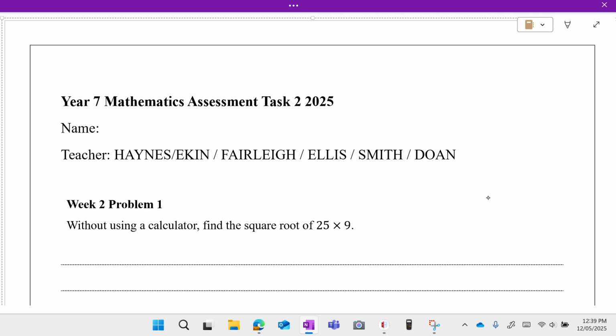Last week we were looking at divisibility. Today we're looking at square roots. So the problem says, without using a calculator, find the square root of 25 times 9. I'm going to give you a couple of minutes to think about this. I want you to write some things down and then we're going to talk about it.